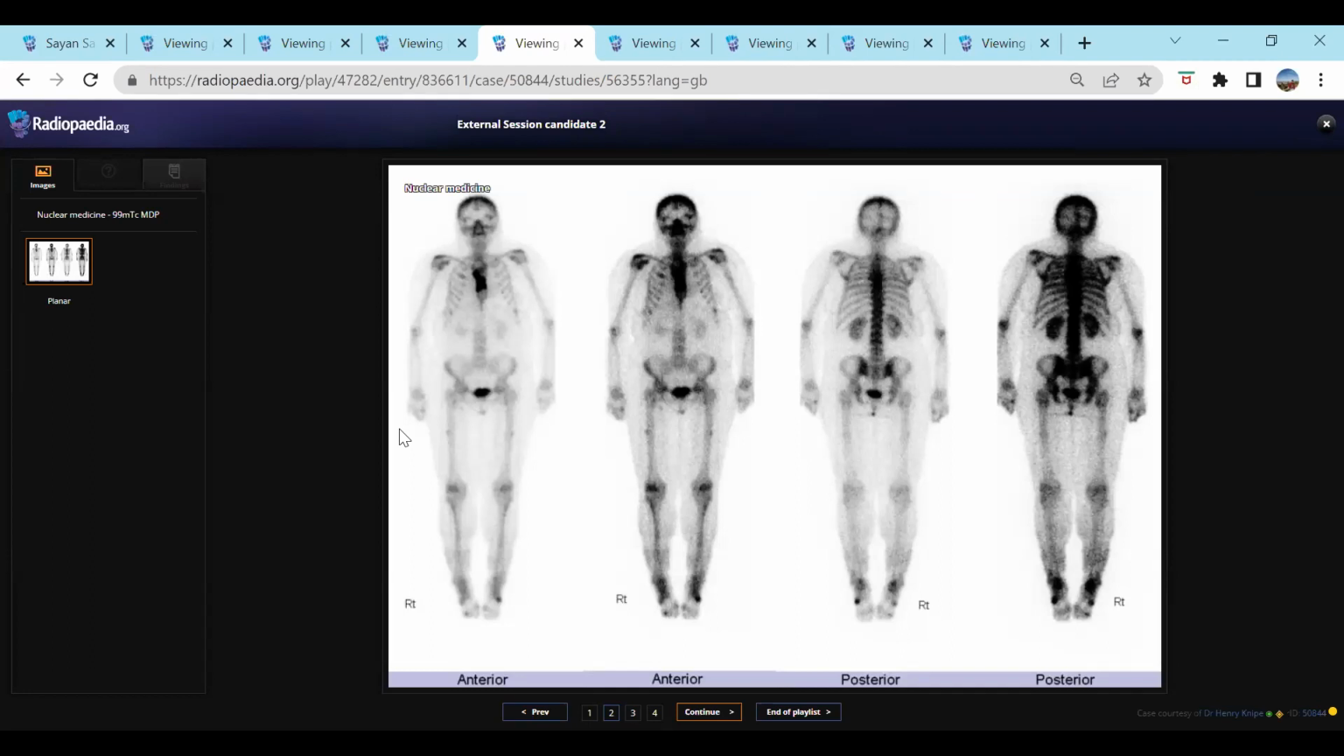And so considering the history of bilateral lower limb pain, the linear orientation of the increased uptake in the bilateral tibial region could be representing hyperostosis.